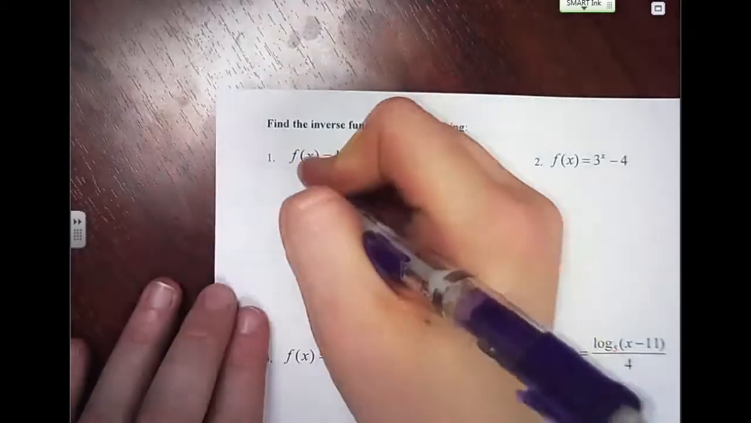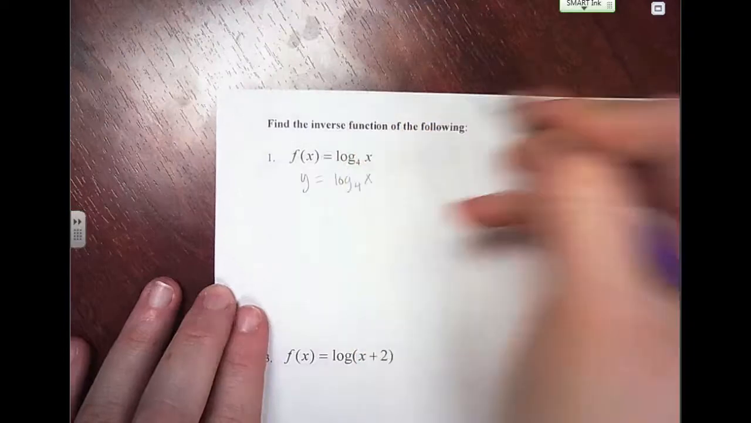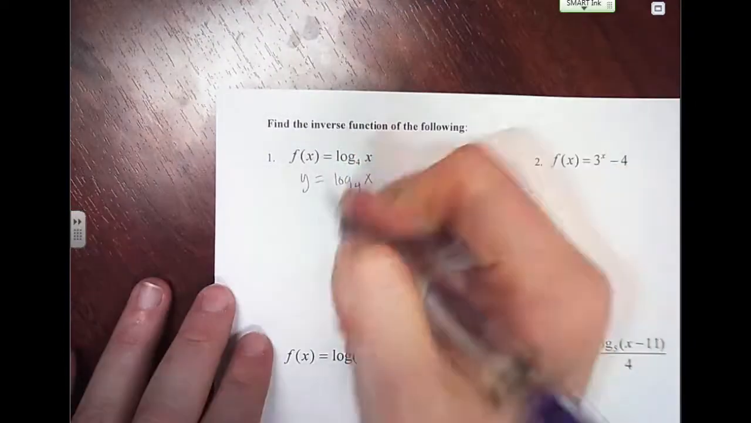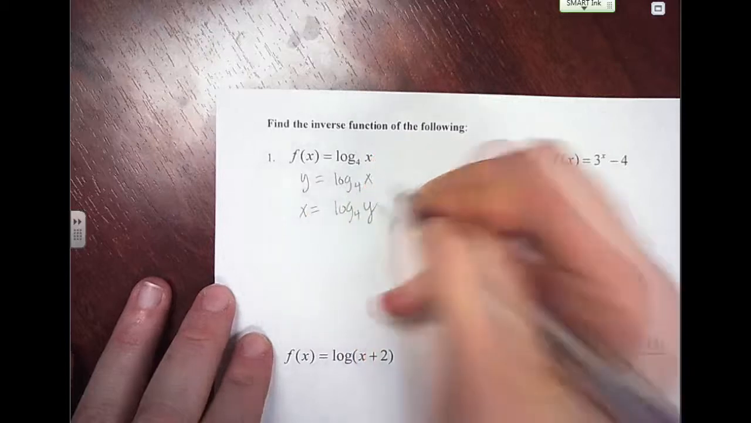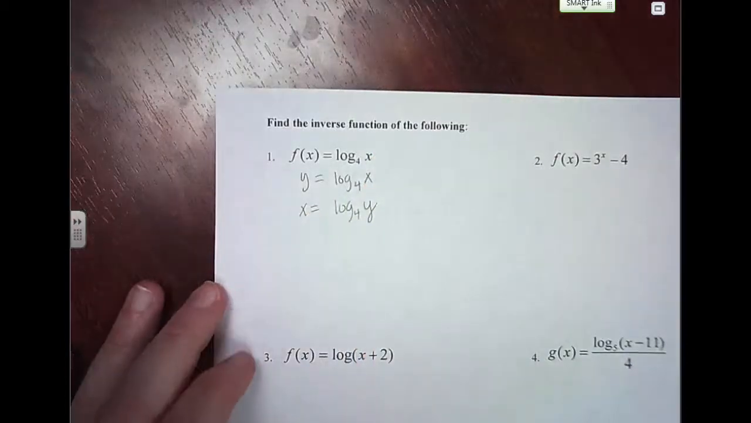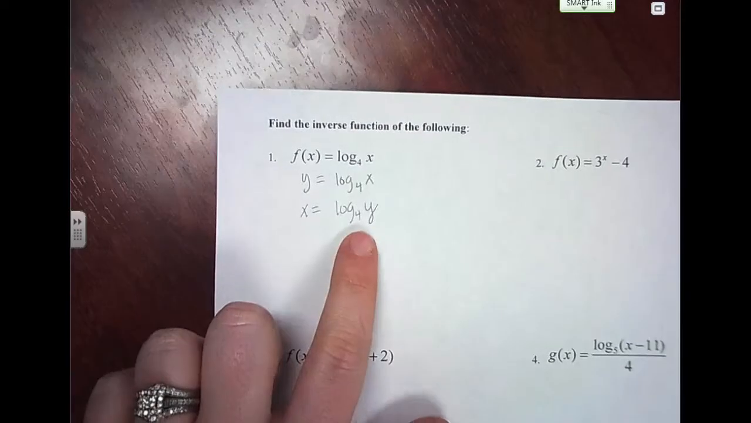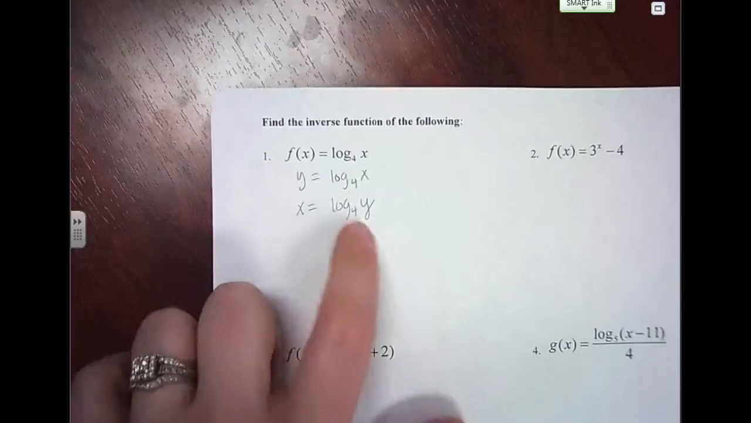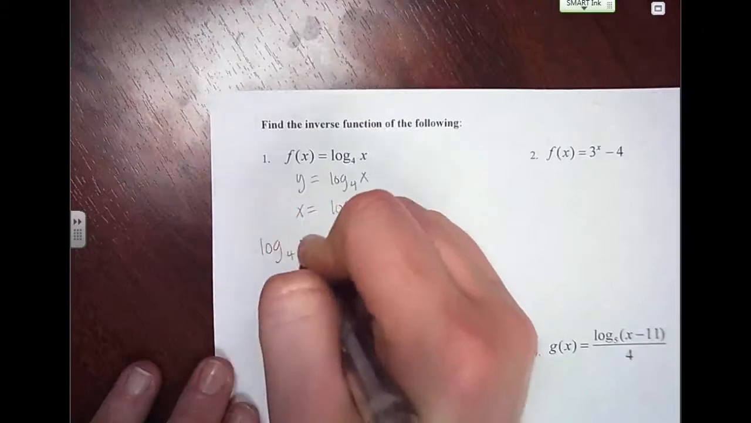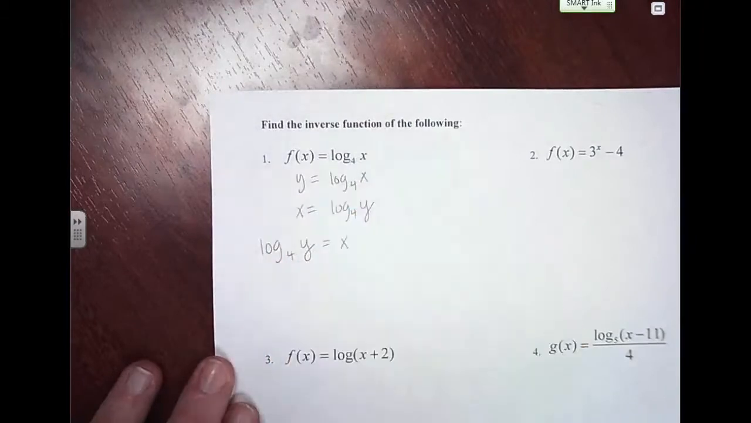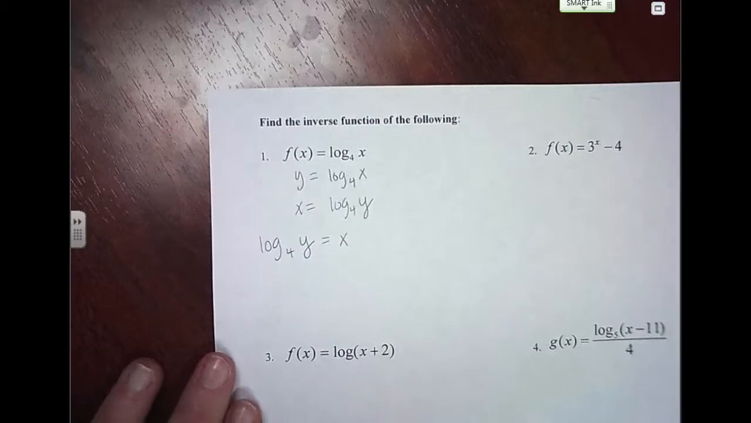So first thing, let's rewrite this as y equals log base 4 of x, and let's switch x and y. So x equals log base 4 of y. Now we're used to seeing this switched. Like yesterday when we did this, we had this whole thing on the left-hand side. So I'm going to rewrite this: log base 4 of y equals x. So we are solving for y.